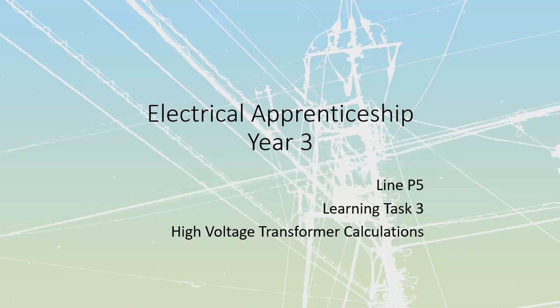All right, line P5, learning task 3, high voltage transformer calculations. We're not going to go through how to do the actual connections, Y to delta, etc. We covered that in P3. The high voltage transformer connections are going to be done in an identical manner. You're going to start with the A side first. You're going to do the A at 32 neutral.